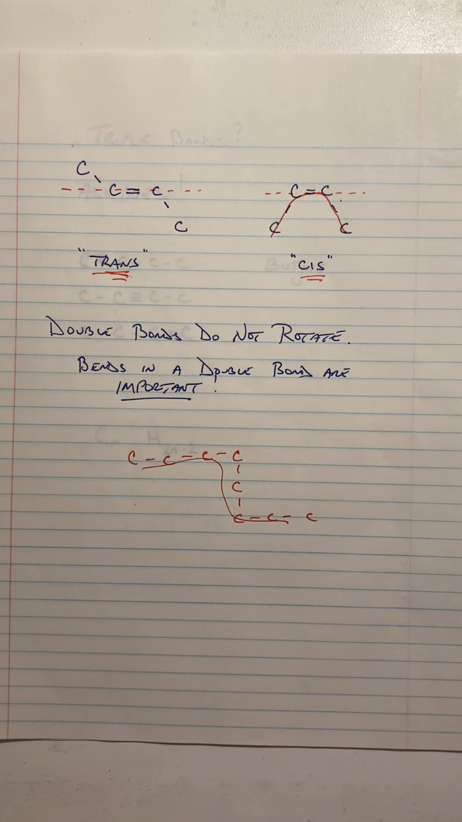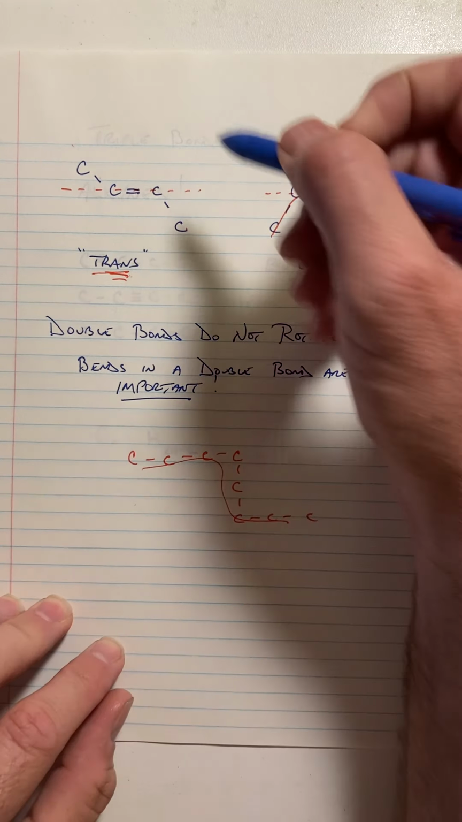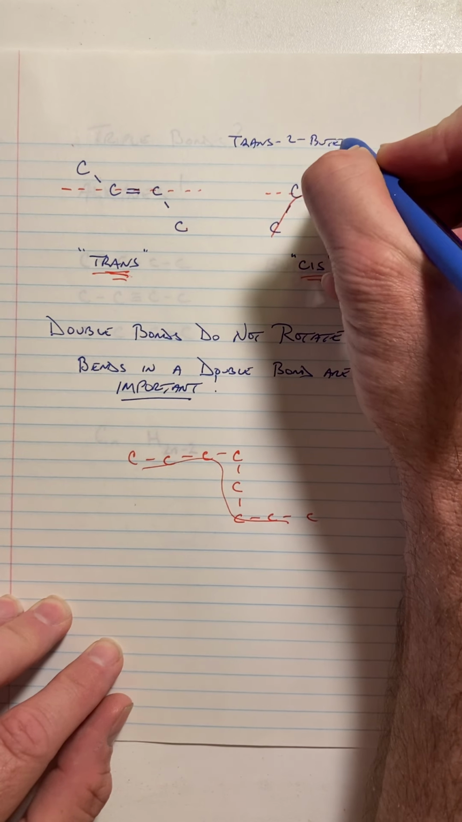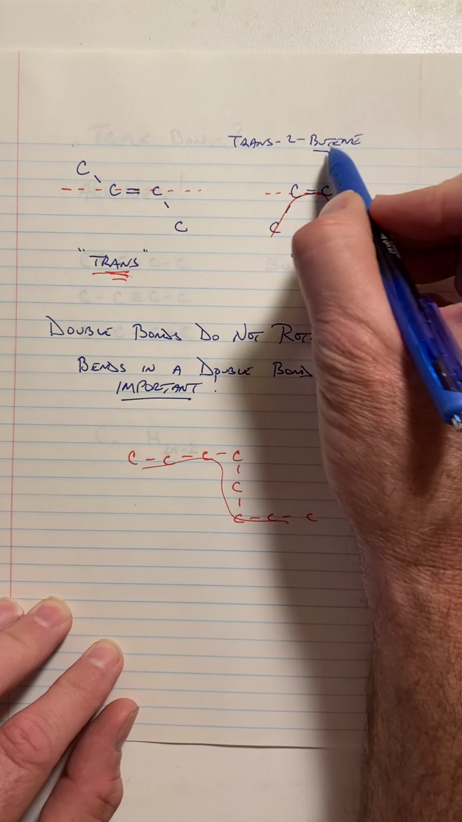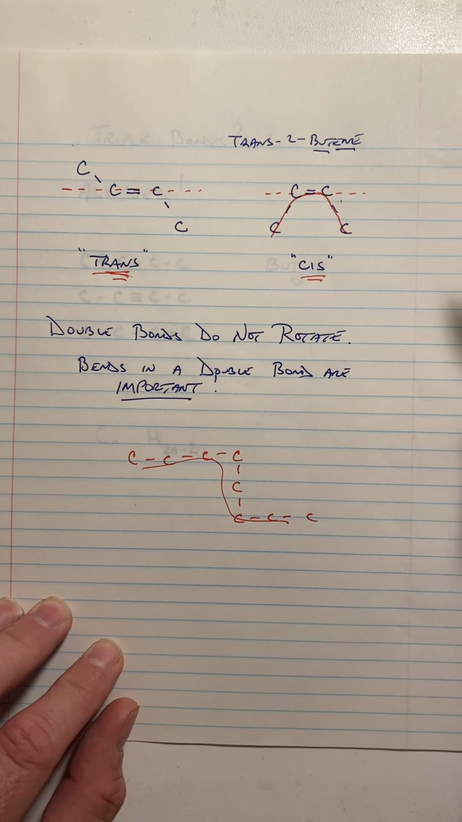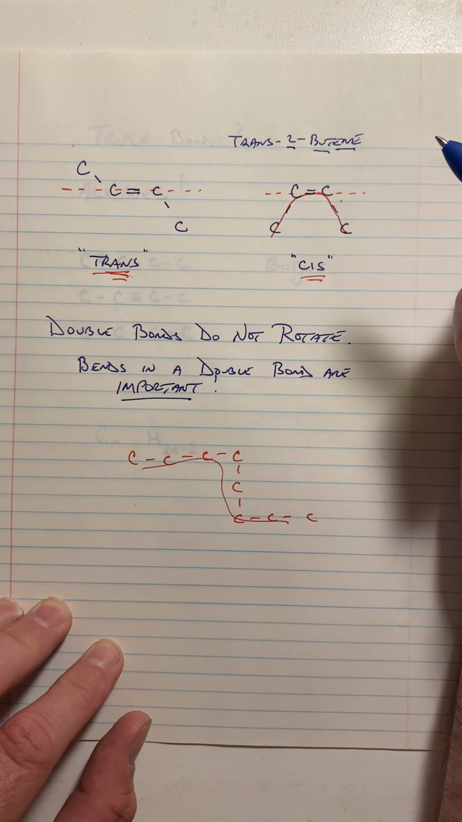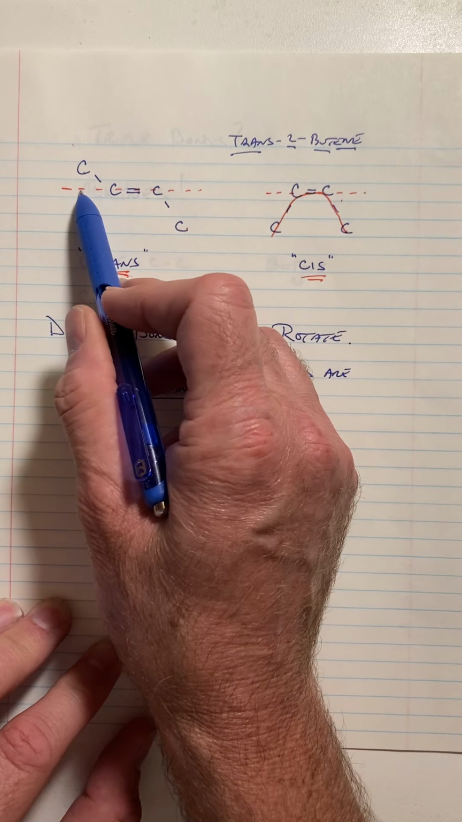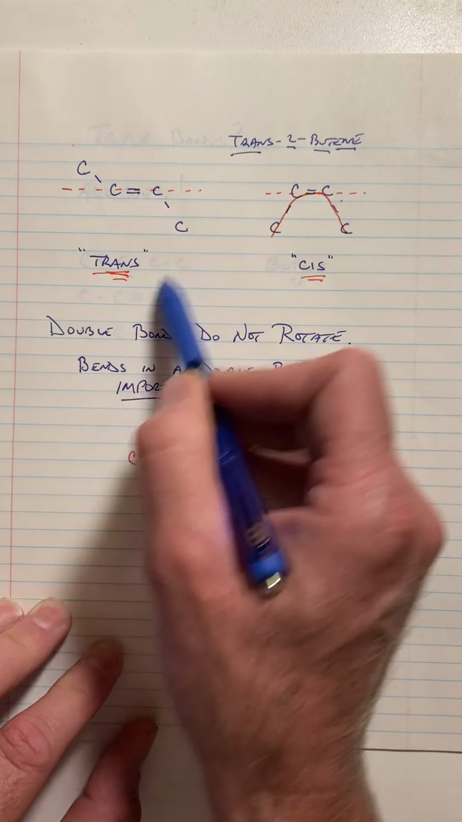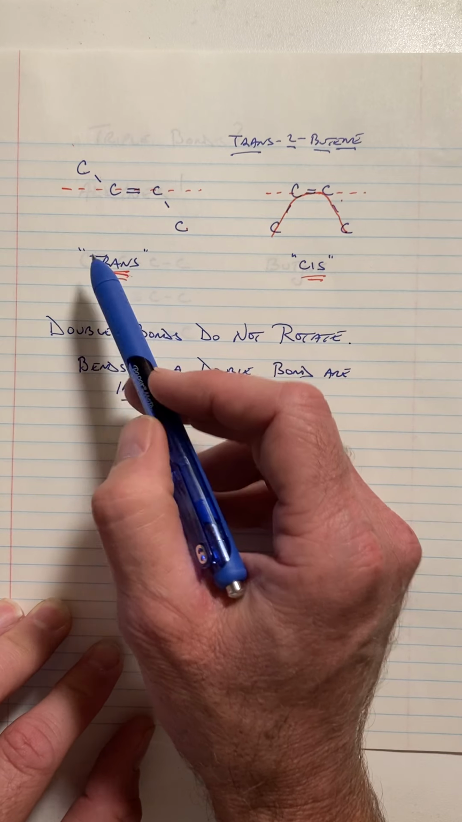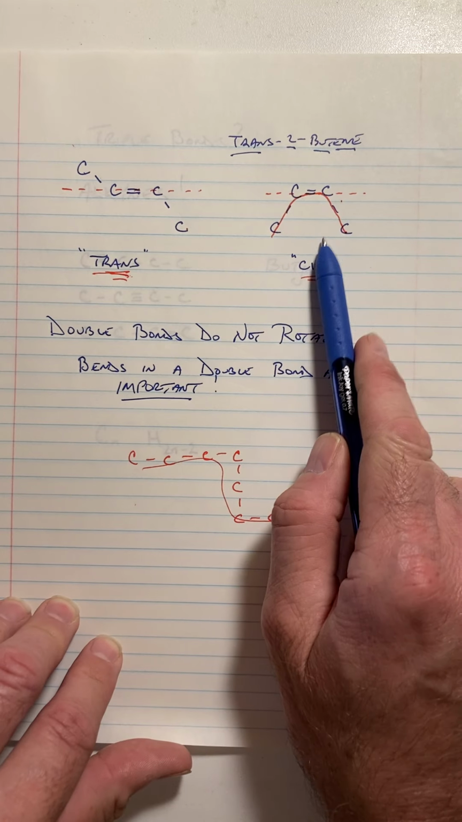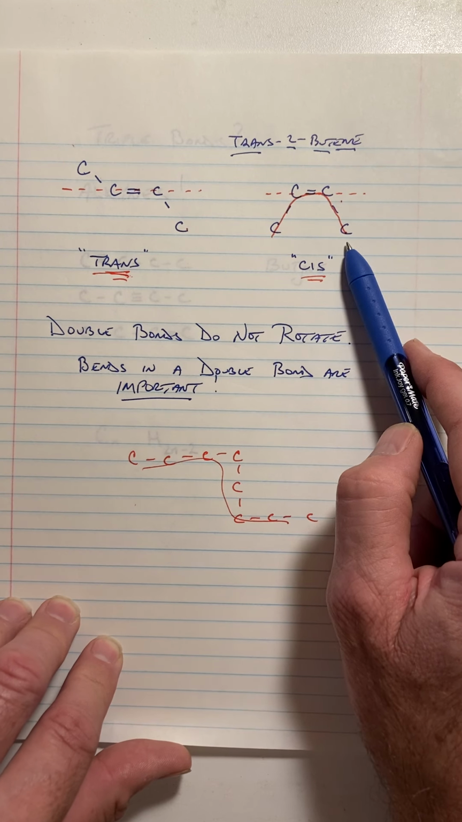Okay, so again, you don't need to know this, but if you ever saw a trans 2-butene, you would know that it was 4 carbons, that there was a double bond, that the double bond occurred in the second position, and that it went across the imaginary dotted line. So it would be this molecule here, which would be trans 2-butene. This one would be called cis 2-butene.